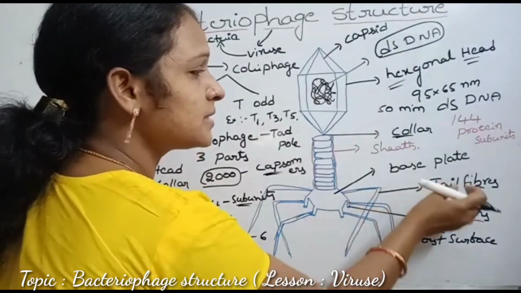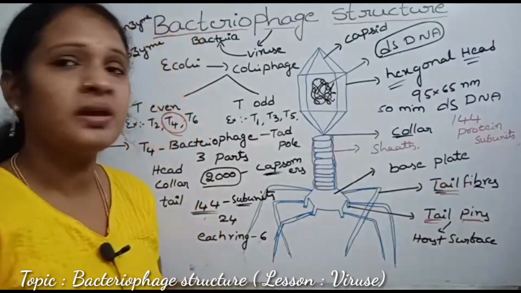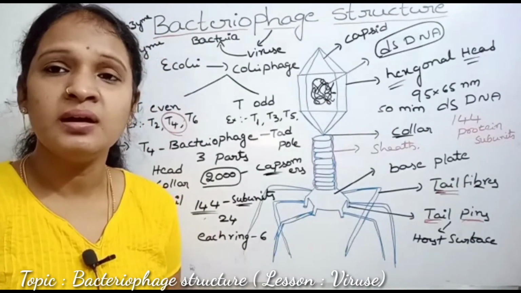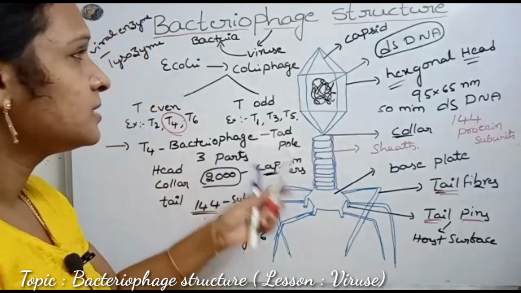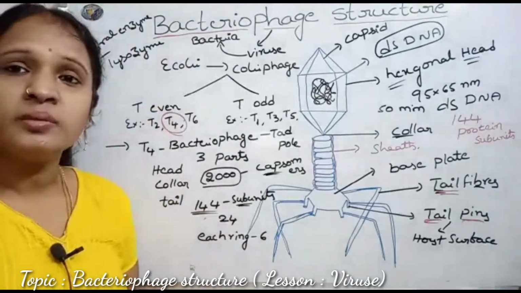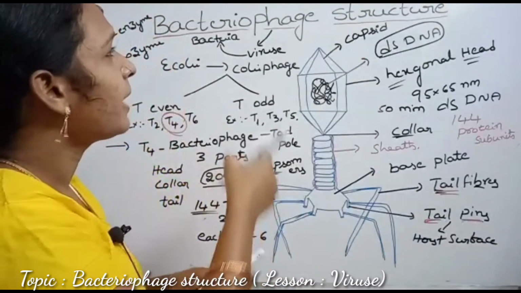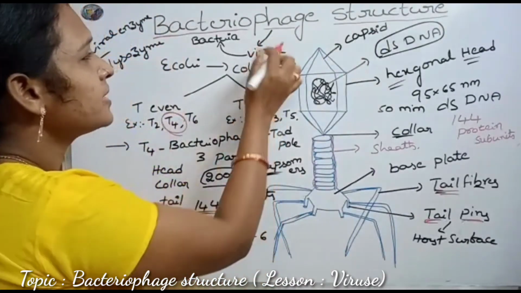And next, the 6 tail fibers. These tail fibers are useful for the attachment to the host surface. So these are the structure of the T4 bacteriophage. Once again, T4 bacteriophage. Phage means virus.